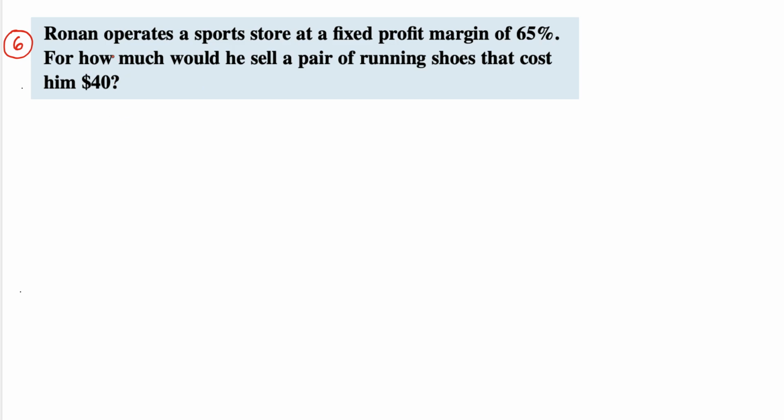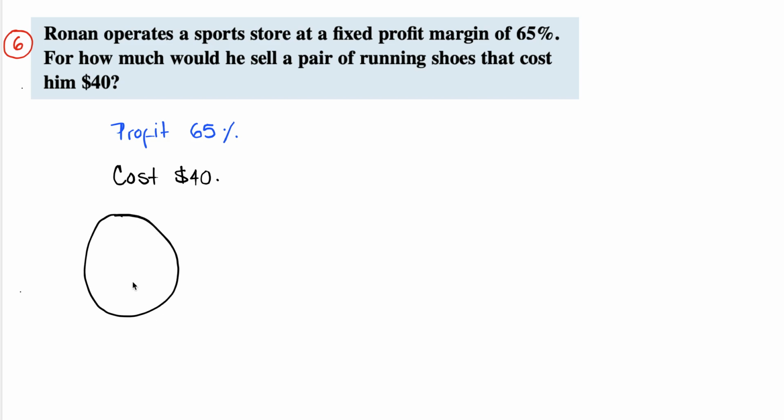Let's do example 6. Ronan operates a sports store at a fixed profit margin of 65%. So he makes a profit of 65%. For how much will he sell a pair of running shoes that cost him $40? So he has a cost of $40. What we have to understand here is that because it's a profit, it's going to be more than 100. Remember that this is an increase. So it's going to be an increase of what? Of 65%. Agree?